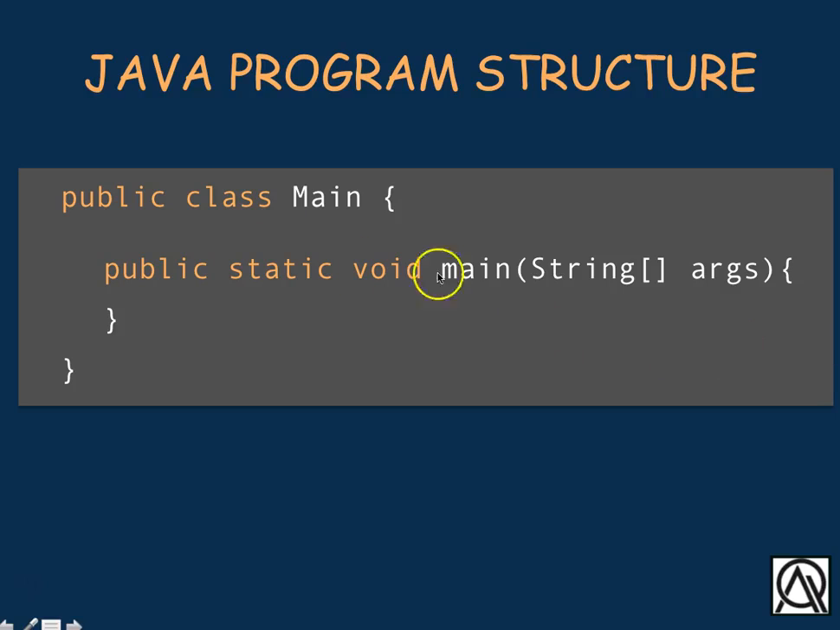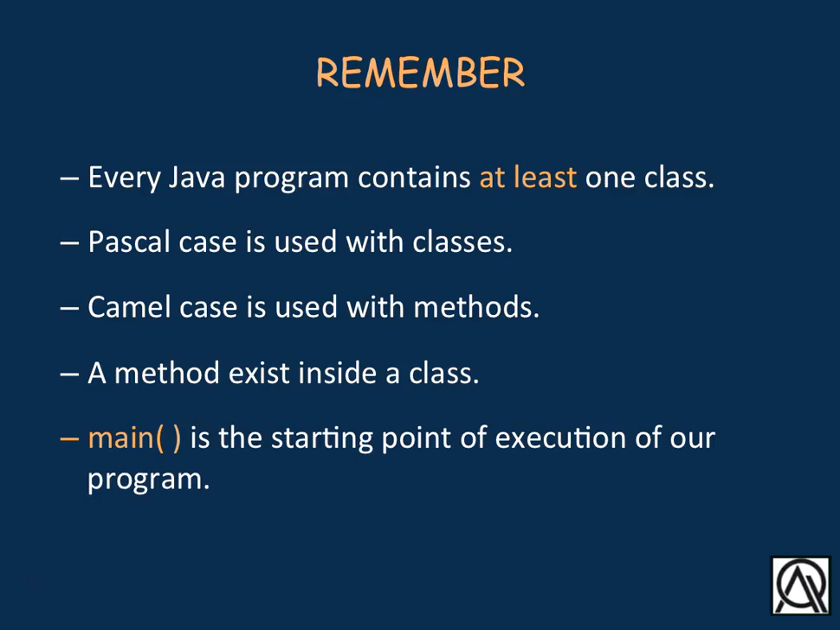So the class here is created based on the Pascal case convention. The first letter is capitalized based on the Pascal case convention. And the method main is created according to the camel case convention. So because of that, the first letter is a small m. And note that the main method should always be called main, and we cannot use another name for the main method.